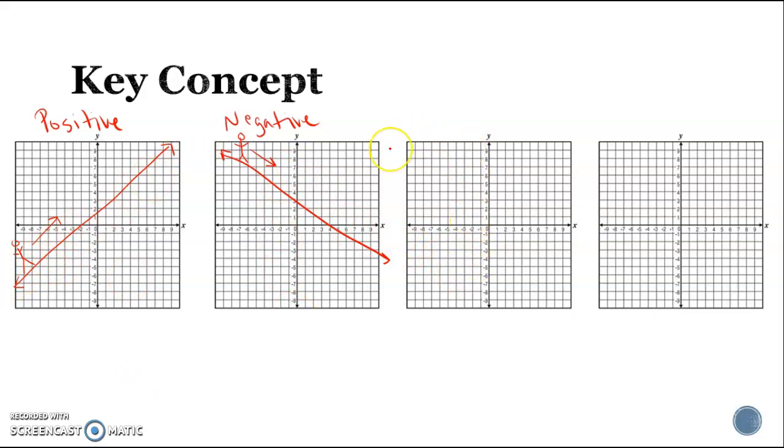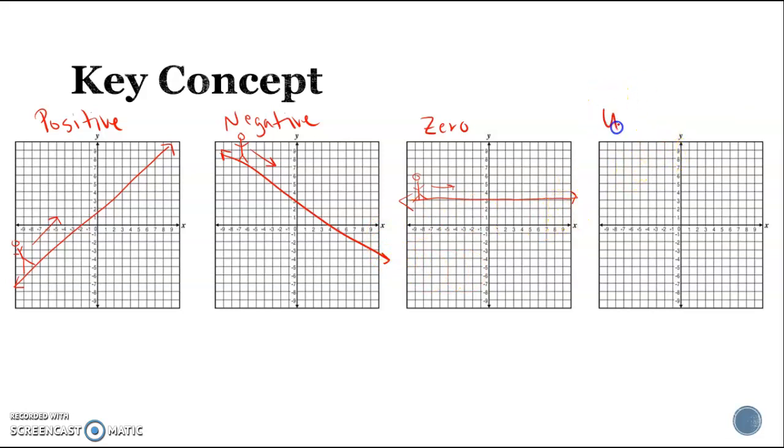And then notice I have 2 more graphs, which means there's 2 more types of slopes. We have what we call a zero slope. That's any slope that is a horizontal line. Think about your little stick figure. If he's going, there's no upward motion at all. He's just going straight across. This would be like what most of our floors should be like, a zero slope.